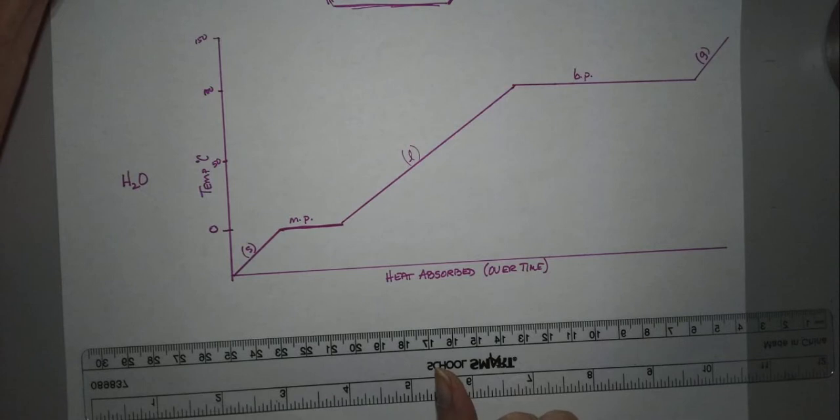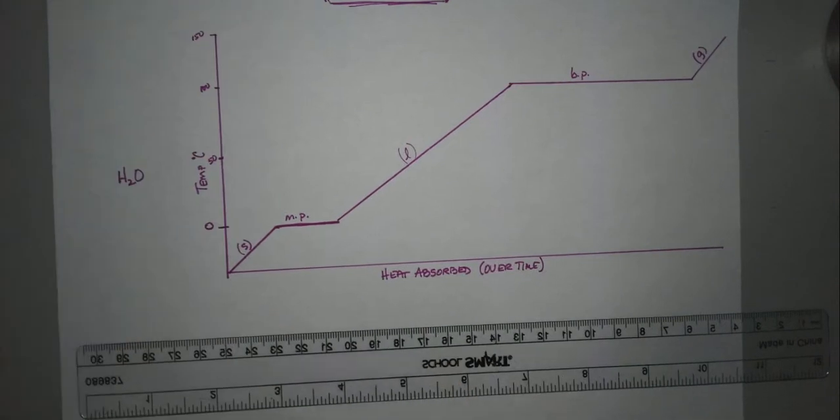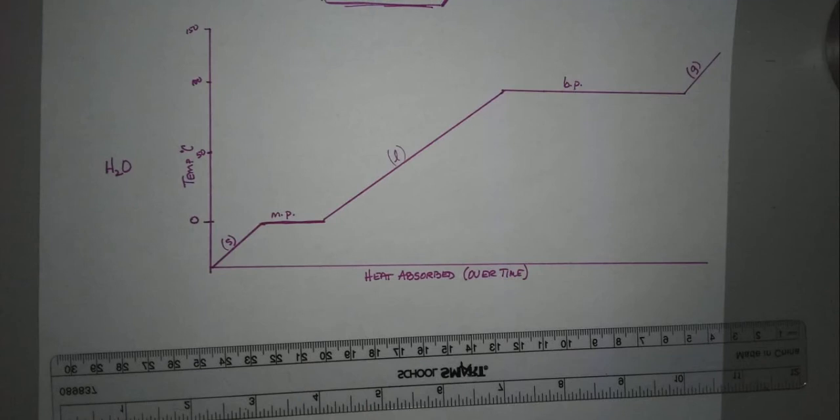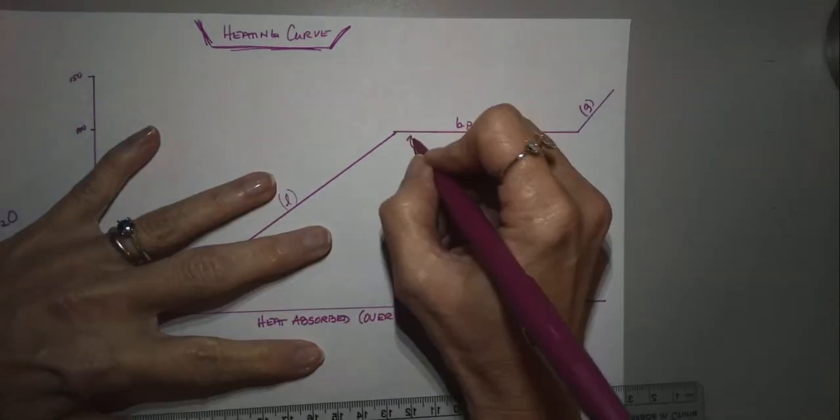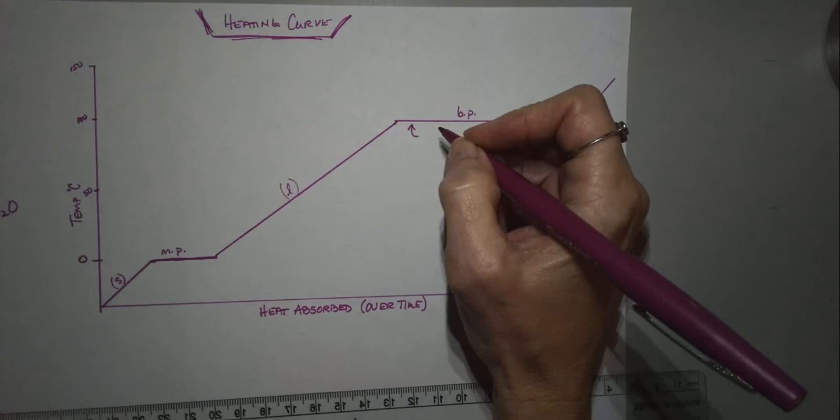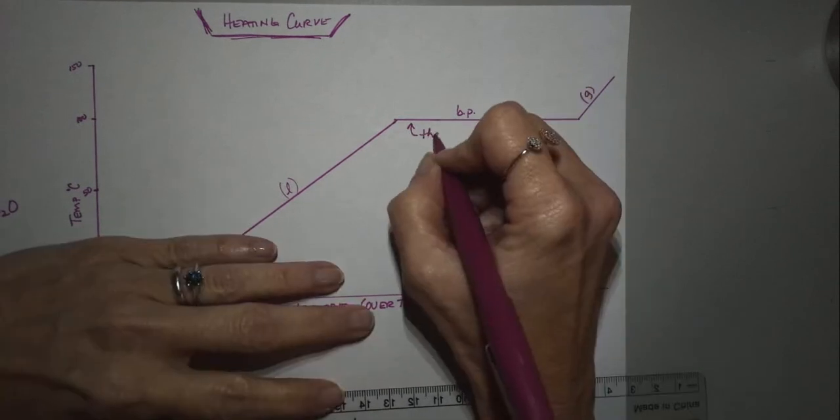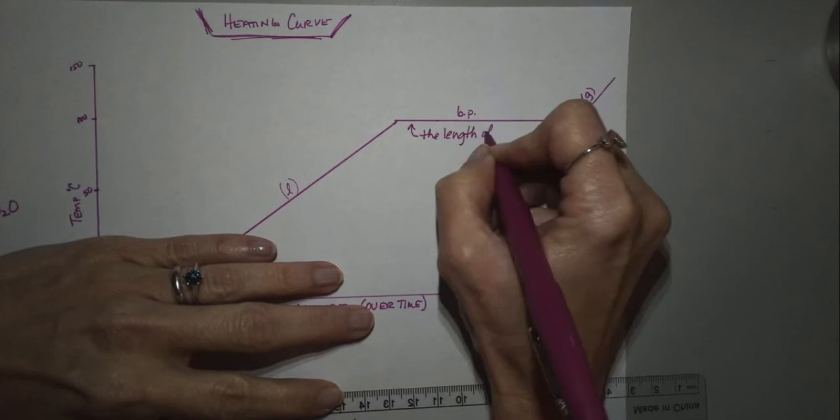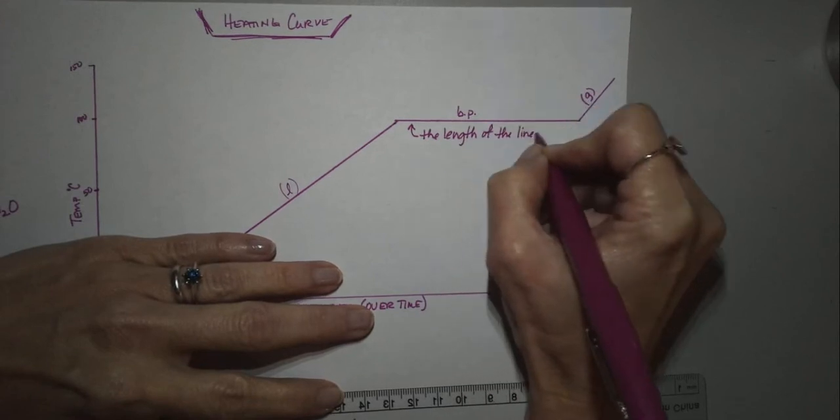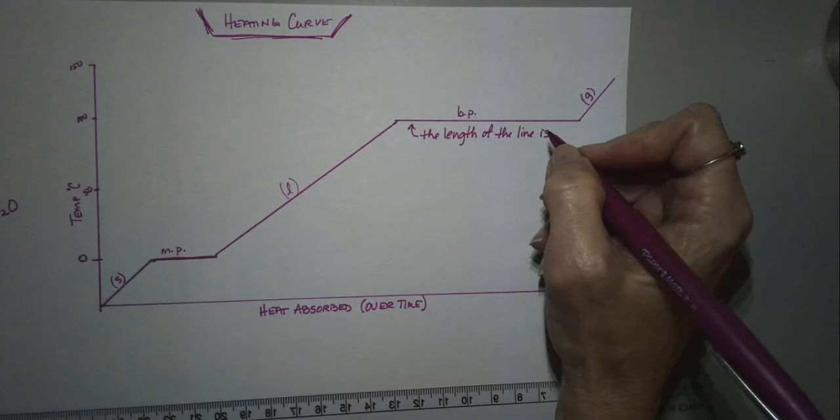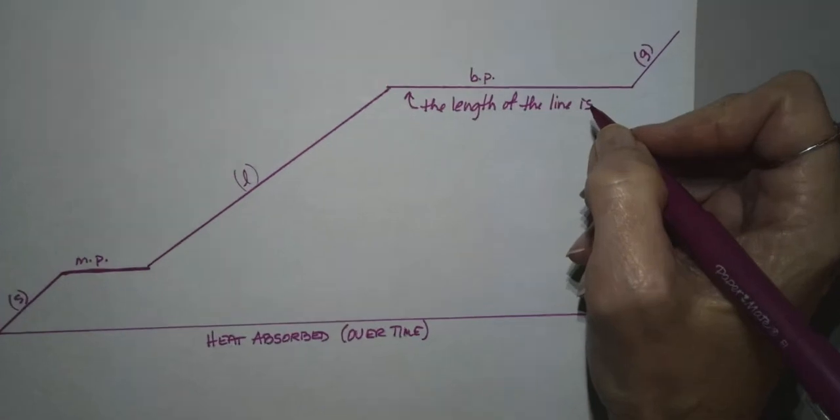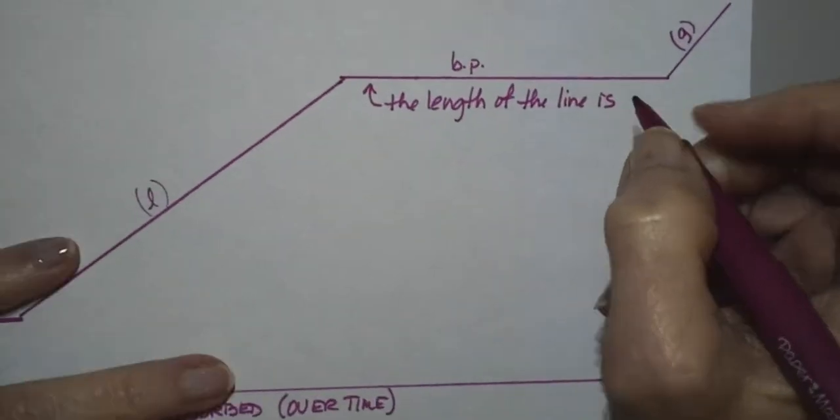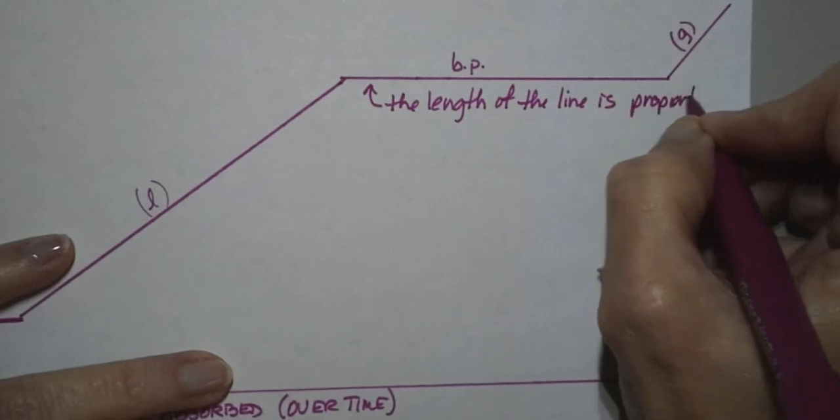Yeah, that's pretty cool. All right, so we're looking at our heating curve again. You need to add some stuff here. The length of the line right here is proportional to the heat of vaporization. Let me make this bigger so you can see what I'm writing. The length of the line is proportional to the heat of vaporization.